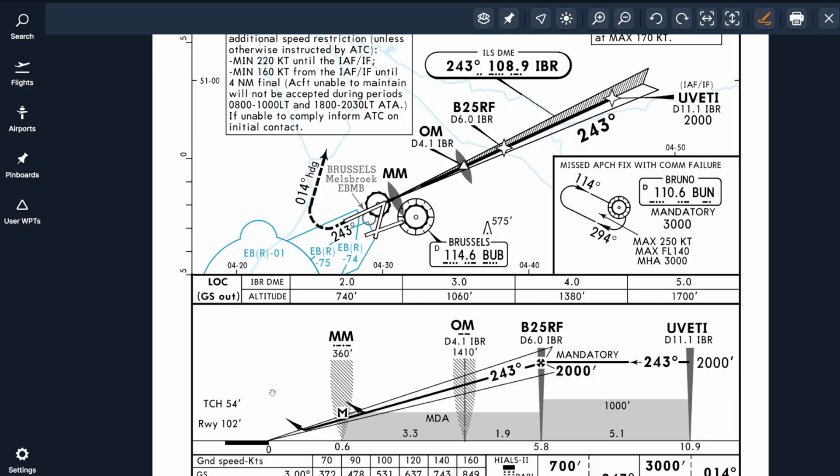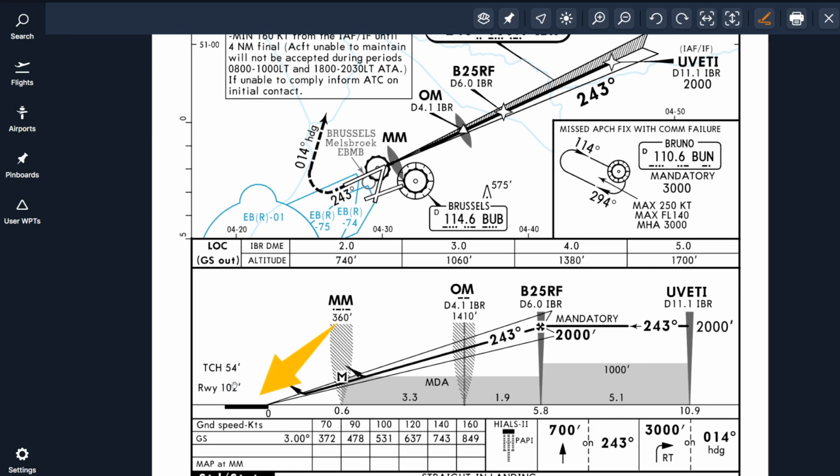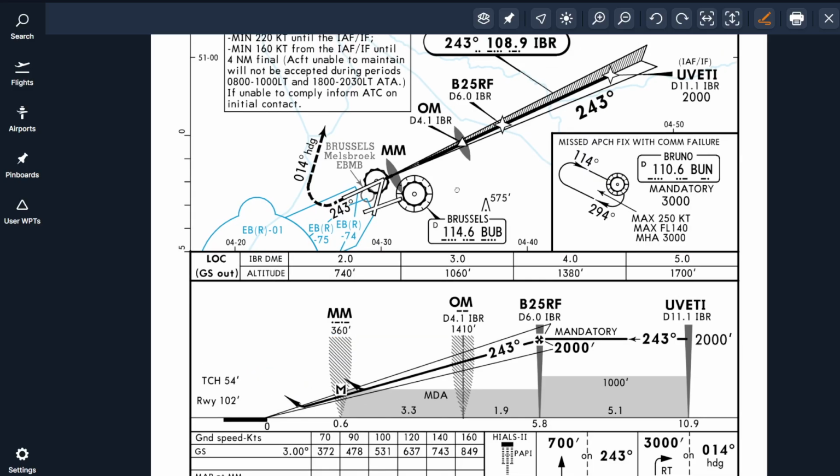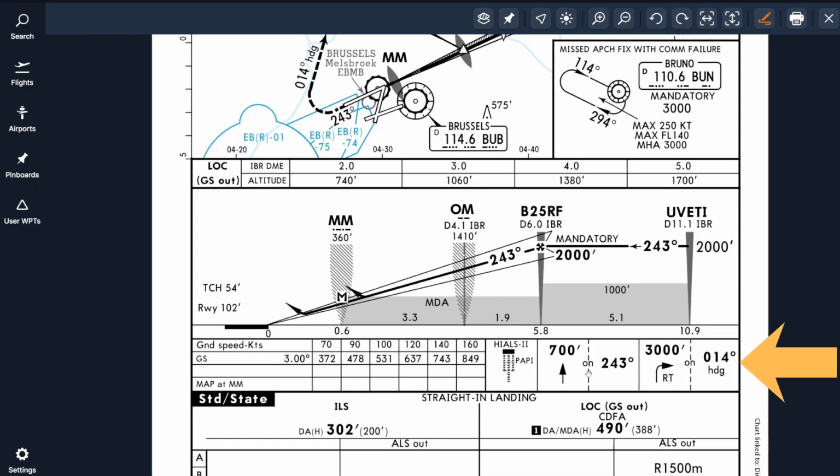This is the course that we will follow all the way to the runway. The black line is the runway and the runway elevation is 102 feet. Here is the missed approach point information and these boxes contain the available lights at the runway. In this case we have PAPI lights and the HIALS or High Intensity Approach Lighting System.